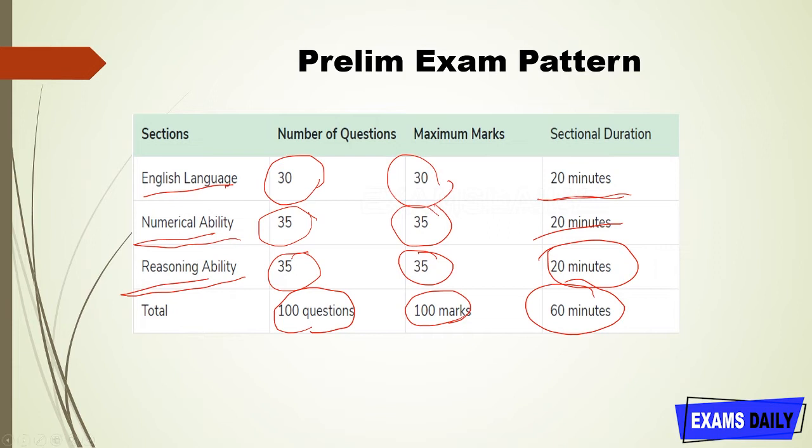And they are going to give you 1 hour for this preliminary examination, and you are going to write this examination via online mode. So only 3 sections are there: English language, numerical ability and reasoning ability.